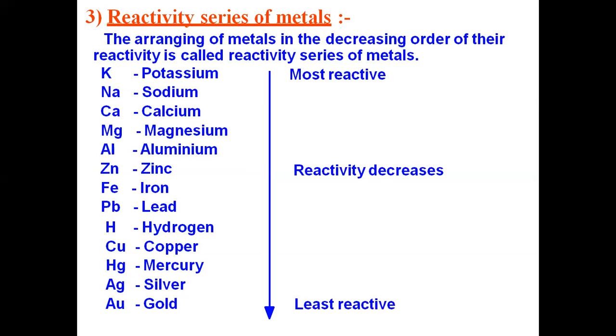So this is about the reactivity series of the metals. We have different metals, and these metals are arranged in order of their reactivity. The most reactive one is potassium. The next reactive one is zinc and below. And the last ones are gold as well as silver.